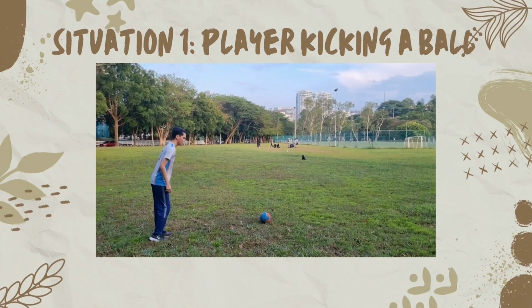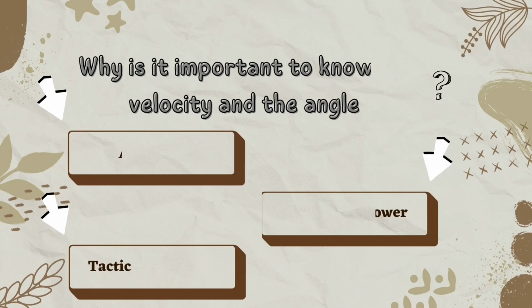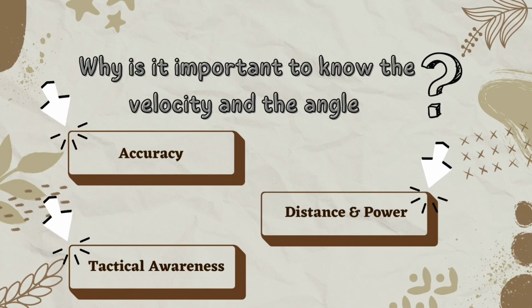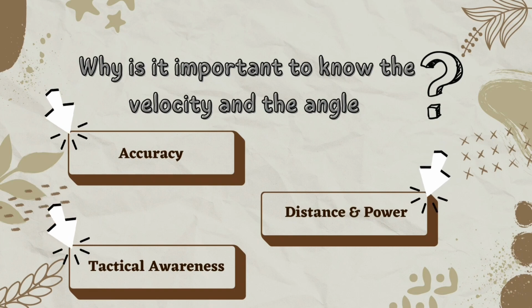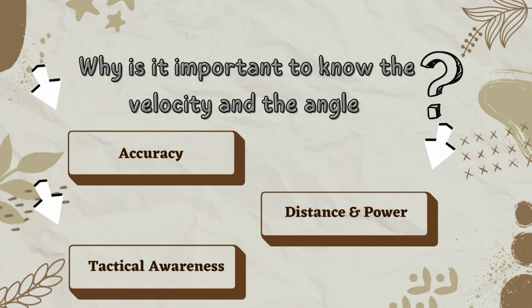My name is Nur Anis Safia and I will start with the first situation, a player kicking a ball. Why is it important to know the velocity and the angle when kicking a ball? Firstly, for accuracy. By controlling these parameters, a player can aim the ball more accurately towards their intended targets such as a teammate or the goalpost. Next, for distance and power. The initial velocity influences the speed at which the ball travels. By adjusting the velocity, players can control the distance the ball covers. Lastly, it is also for tactical awareness.